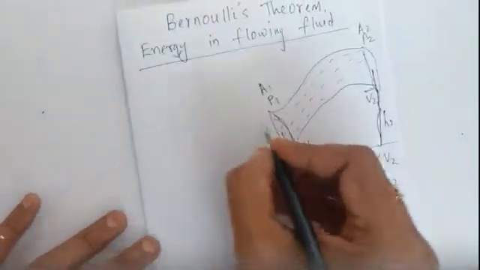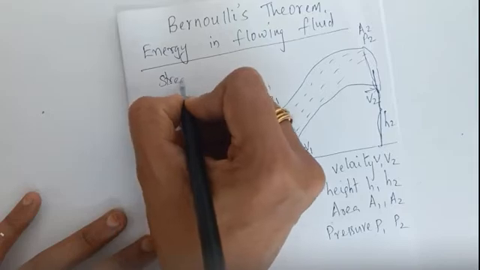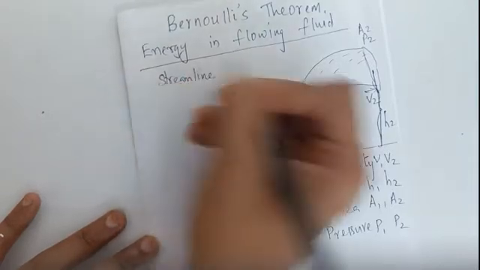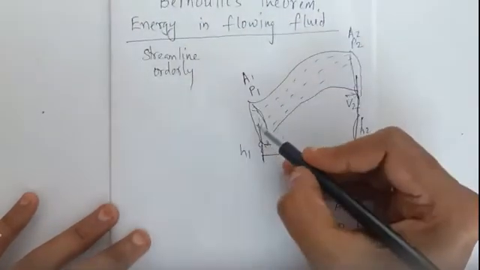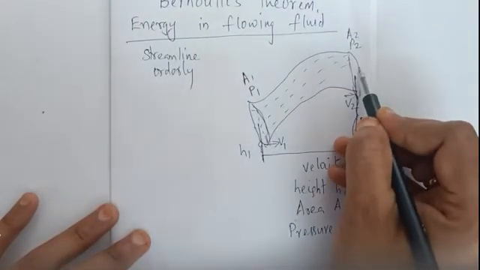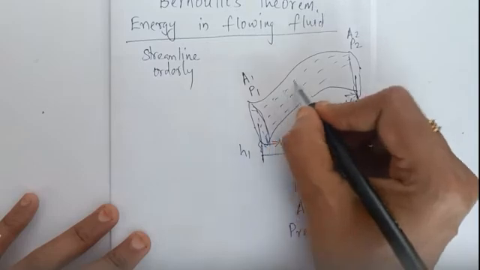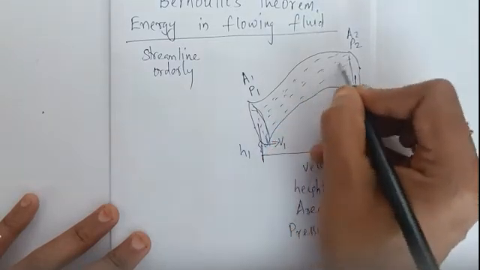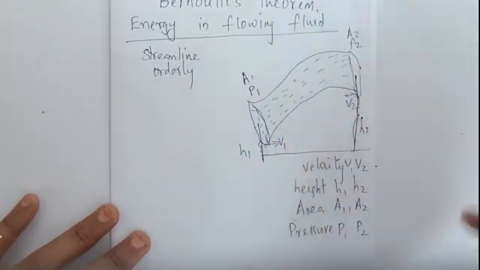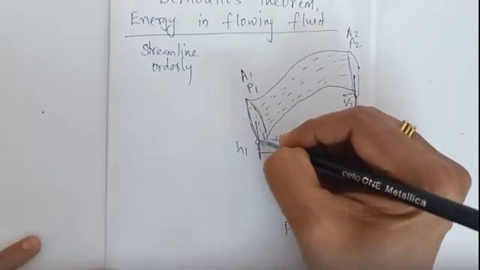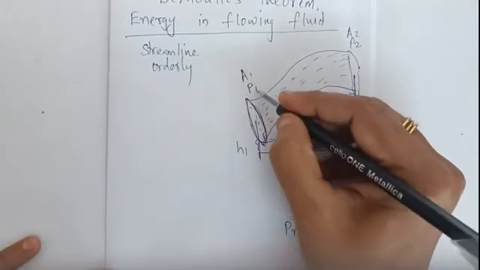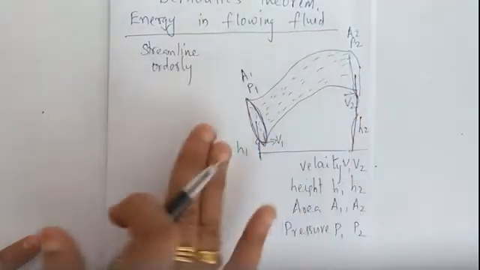Let's consider a streamline. There is an orderly flow of a fluid from one point to another point. These dotted lines are again streamlines. Let us assume we have considered two areas. Here let it have an area A1, a pressure P1, and the liquid is flowing from this side.